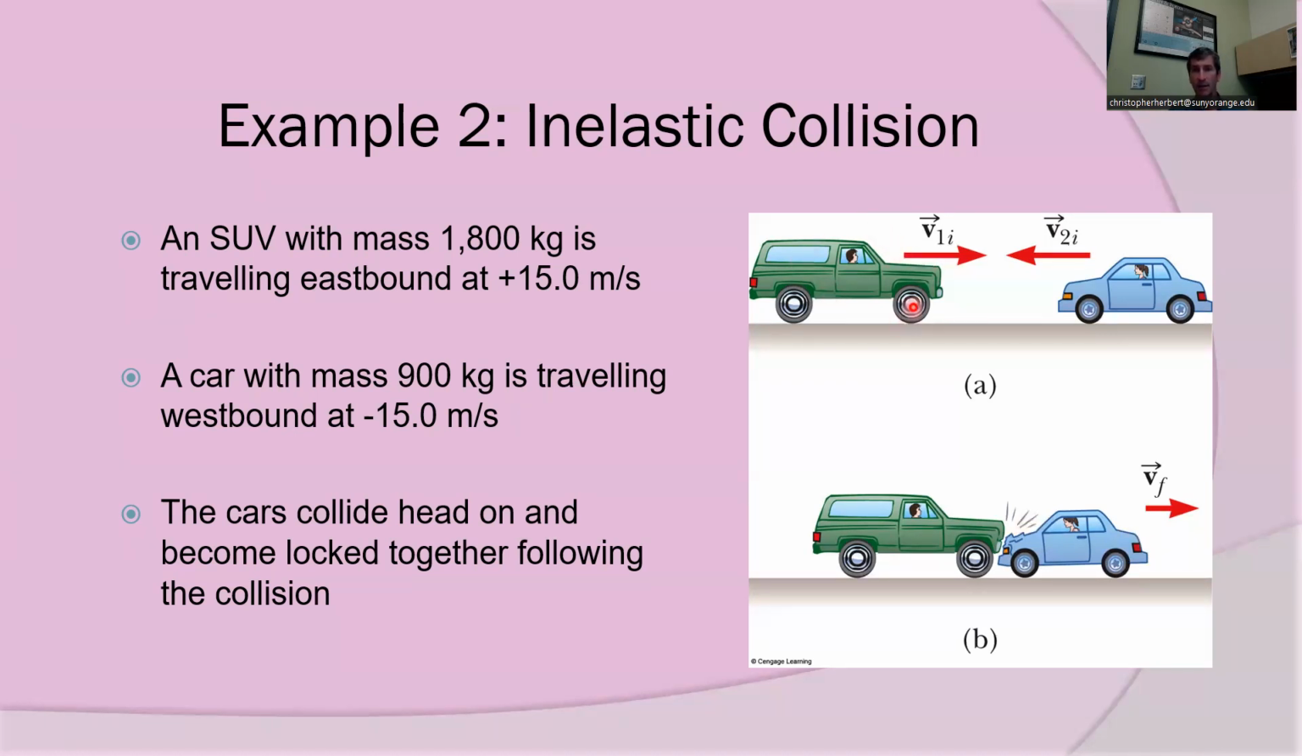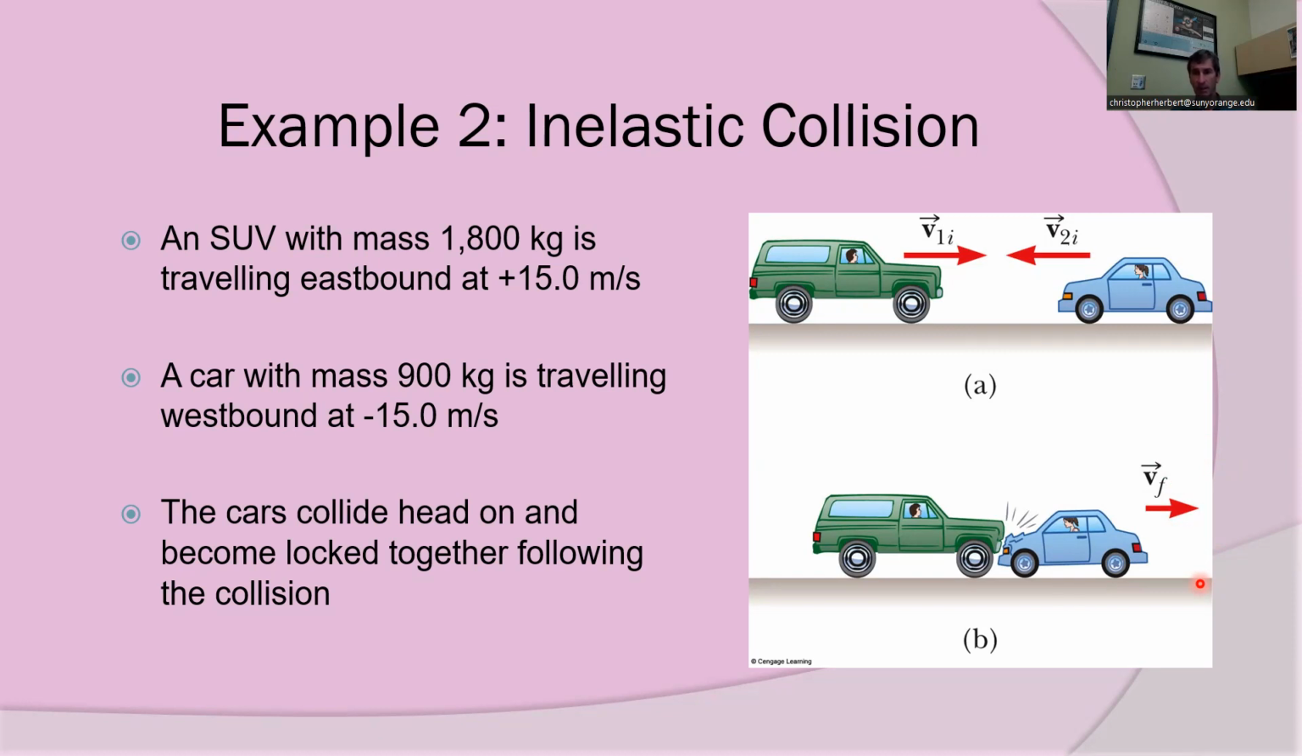However, because the SUV had much more momentum, with twice as much momentum, the two cars will lock together and move in the positive X direction after the collision has taken place. Right after the collision, all the momentum before is equal to the momentum after. They will eventually slow down as non-conservative forces like friction bring them to rest.